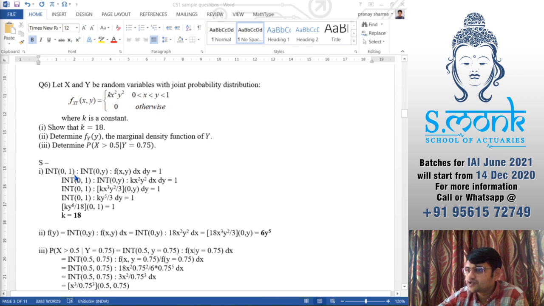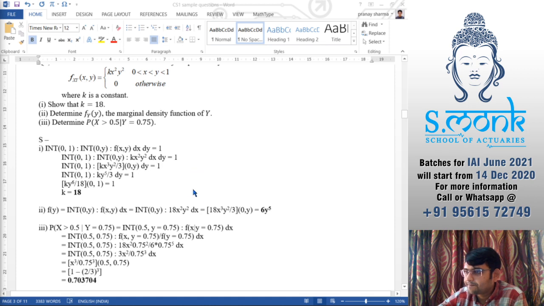So we have integration from 0 to 1 and then integration from 0 to y. I'm doing the x integration first and then the y integration. That is why the limits of x are inside and the limits of y will be 0 to 1. Using that we get k is equal to 18.